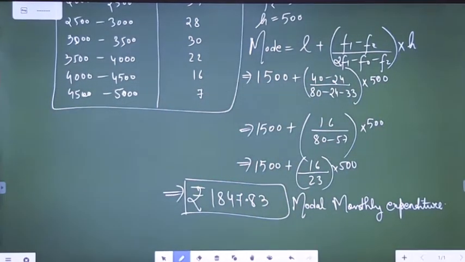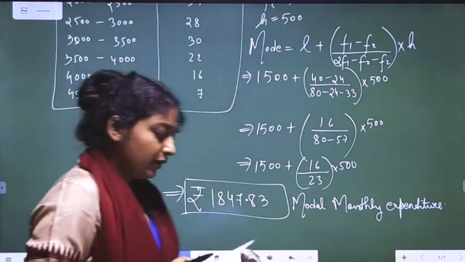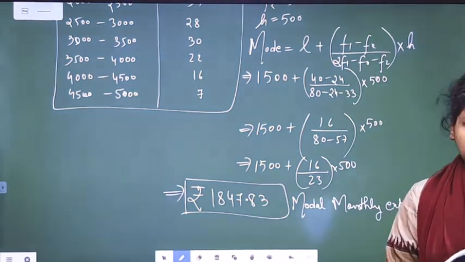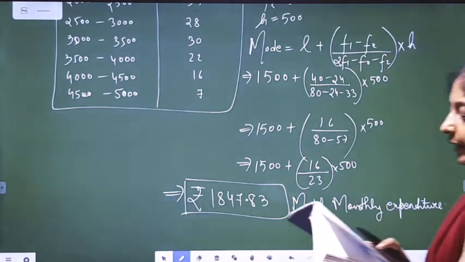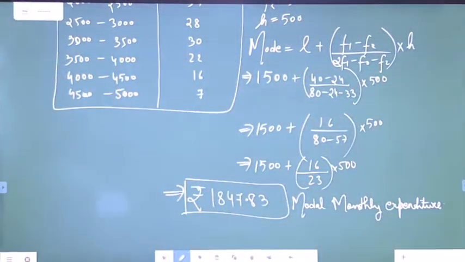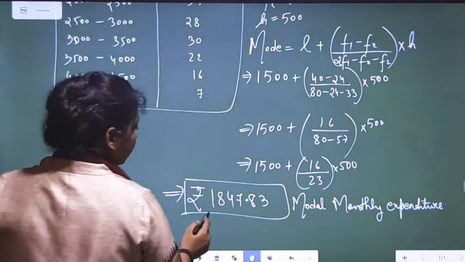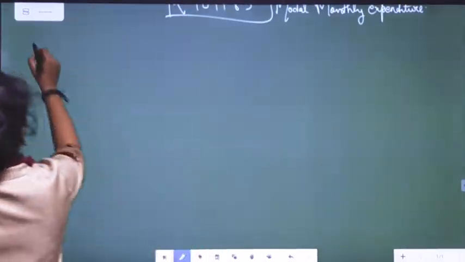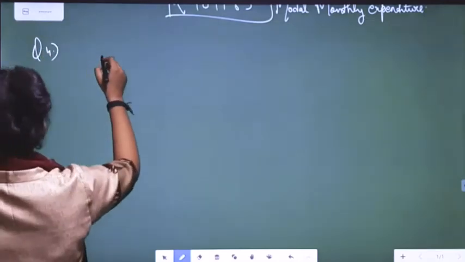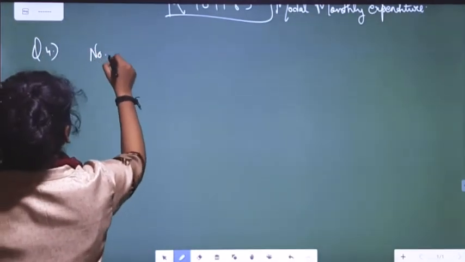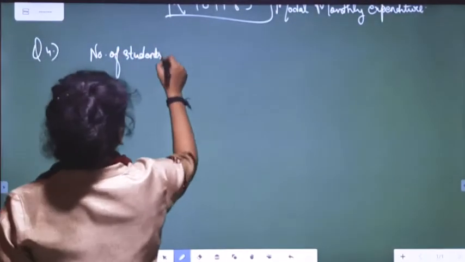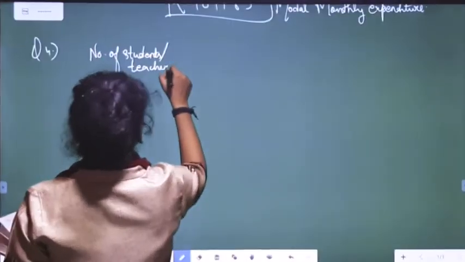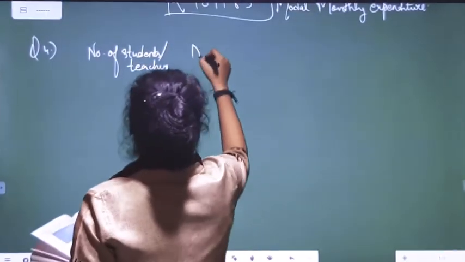Questions number 4, 5 and 6 are also similar. Question number 4: the following distribution gives the state-wise teacher-student ratio in higher secondary schools of India. Find the mode and the mean of the data. Interpret the two measures, right? Okay, so let's first write down this table. Question number 4. Here we have number of students per teacher, and here we have number of states or union territories.